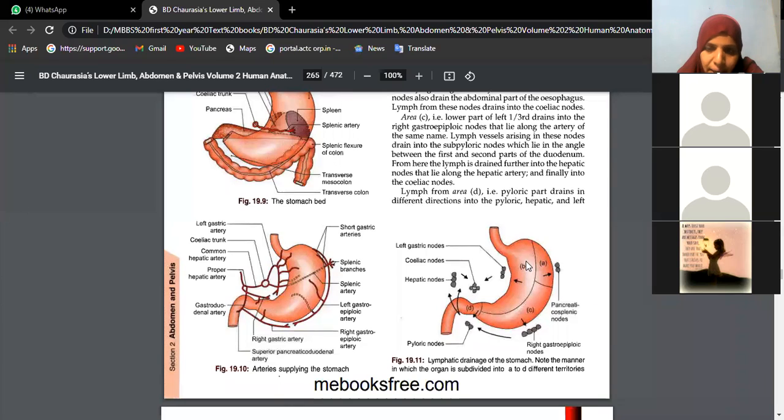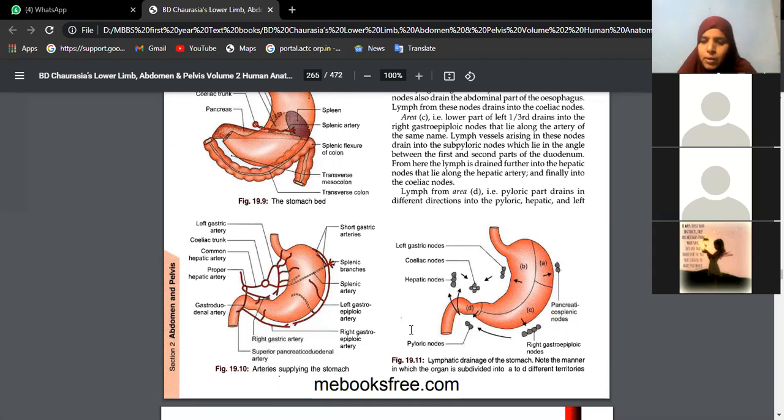That is area A. Area B is the inner half of the cardiac and part of the fundus, and also the body is included, and this area is draining into left gastric. From there it is draining into celiac. Area C is draining into right gastroepiploic. Finally it is draining into celiac. D is the pyloric area draining into hepatic. Finally, every part of the lymphatic drainage is draining into the celiac group of lymph nodes. That is lymphatic drainage.